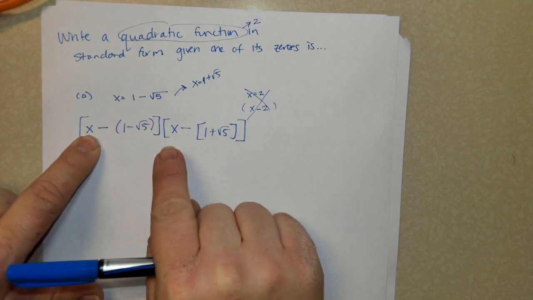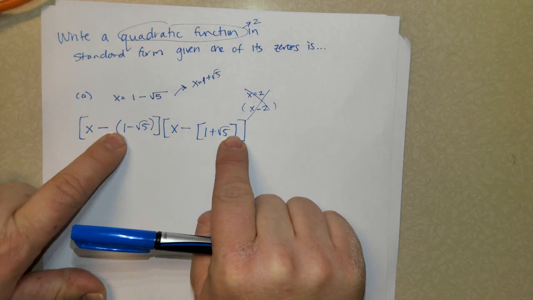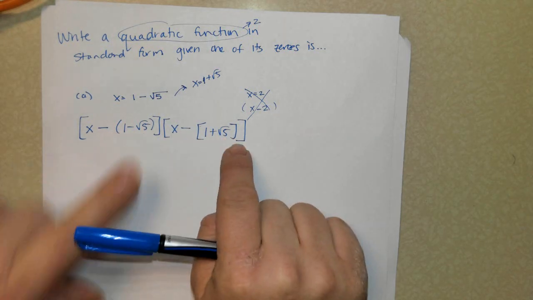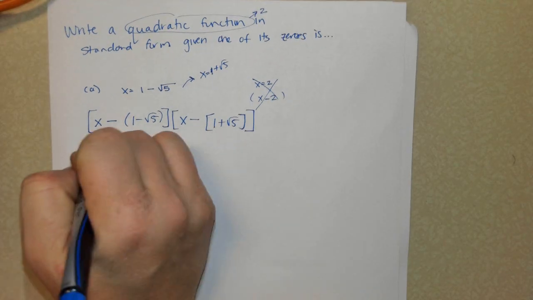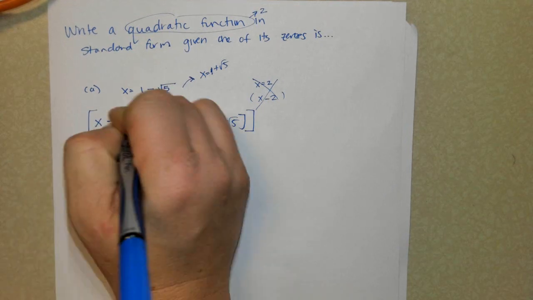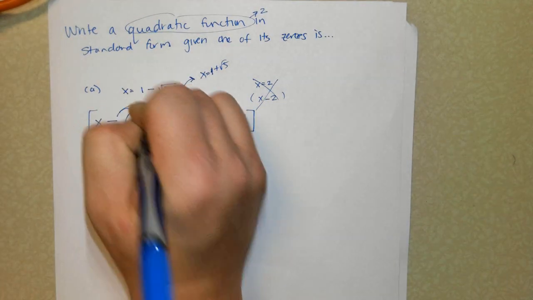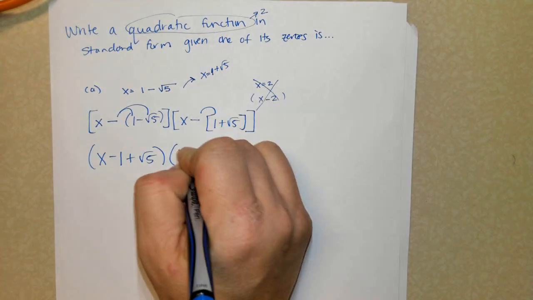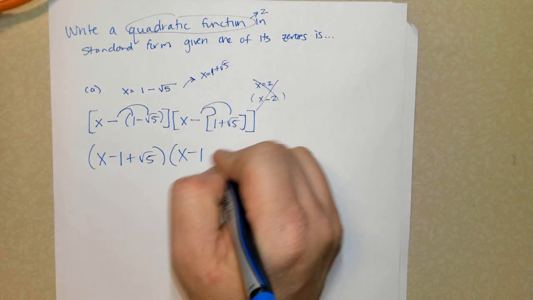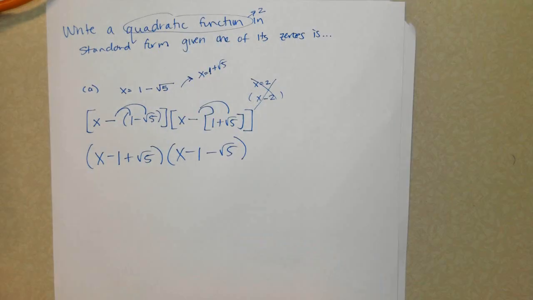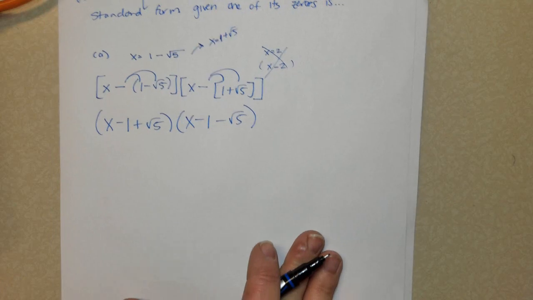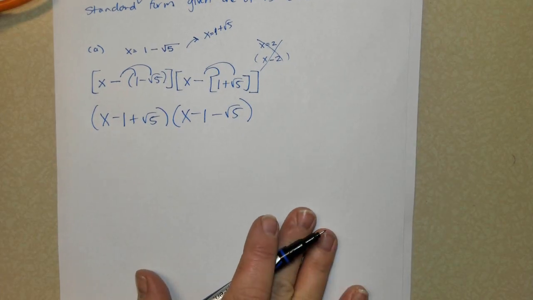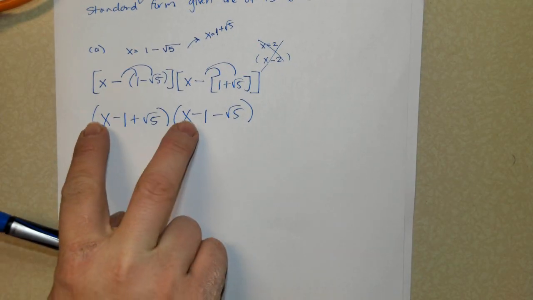I'm going to take this x times all 3, this 1 times all 3, this 5 times all 3. But before I do that, I want to distribute. So please help me in distributing. X minus 1 plus radical 5. X minus 1 minus radical 5.